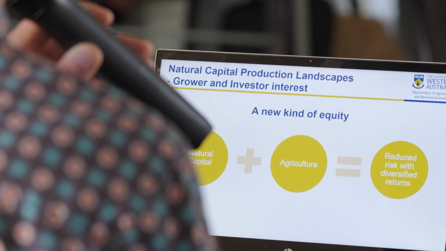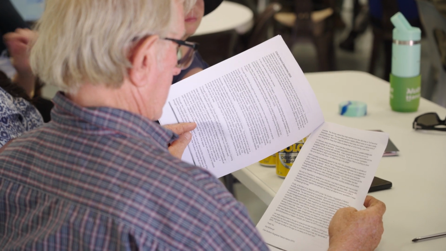So the way that you look at natural capital is that it's an addition to what you do. From an investor perspective, it's actually enhancing value on what they could invest in. So that's the value proposition for them, which is quite interesting.